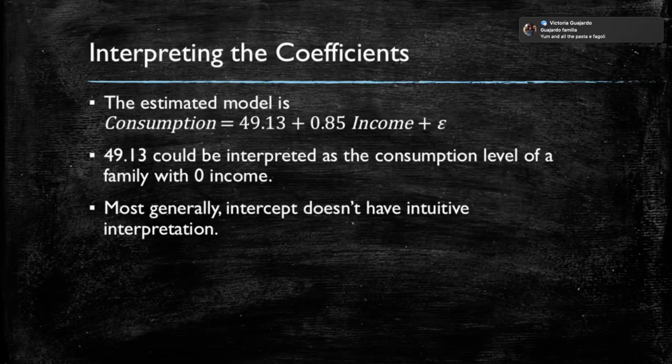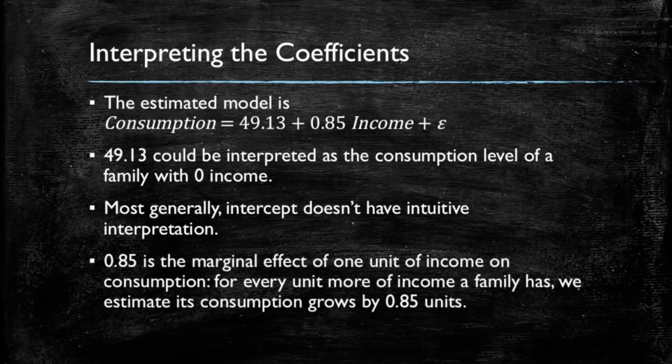Now let's talk about the 0.85. This means that for every unit increase in income, consumption will grow by 0.85. We can call this the marginal effect, meaning that on the margin, consumption will grow 0.85 for every unit increase in income. And let's put some dollar numbers to this. Let's say a family's income is 100 more. So 100 times 0.85 means that for every $100 of income a family earns more per week in this case, the consumption will grow on average an expected $85.